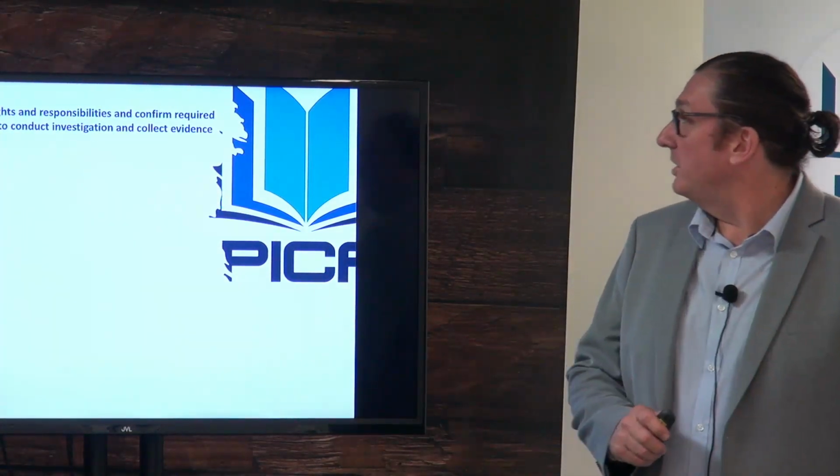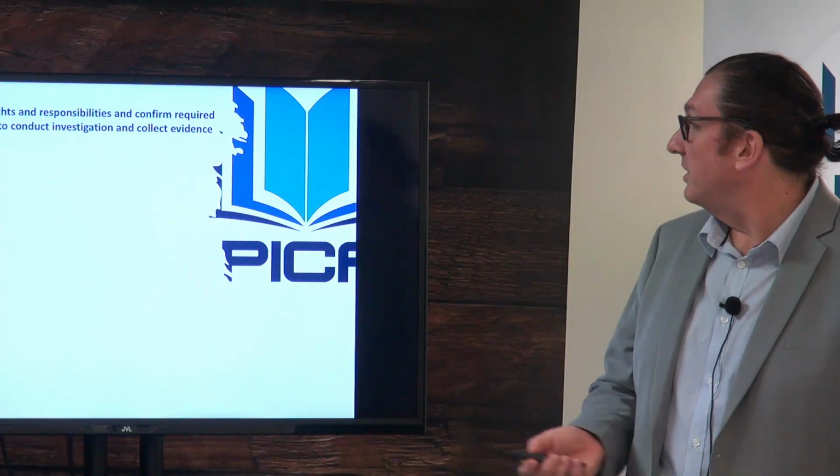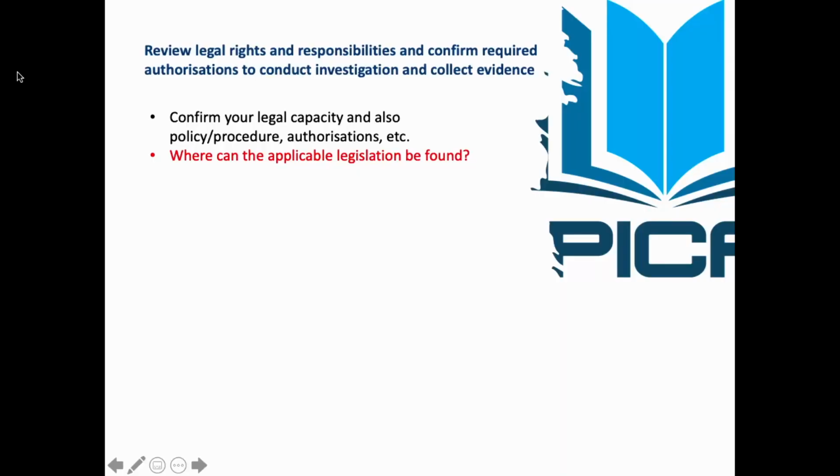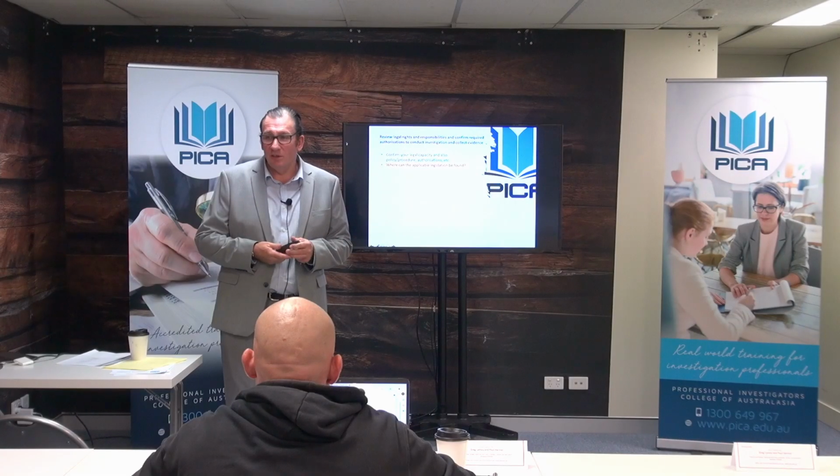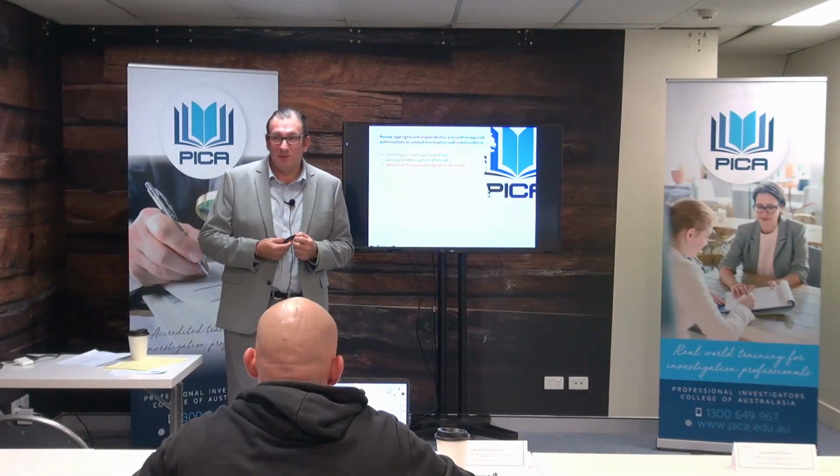Rights and responsibilities in relation to conducting investigations and evidence. So, as we've sort of said before in a couple of other units, you need to confirm your legal capacity and what policy procedure you're working under. Okay. Your legal capacity to investigate, of course, is your licence as an investigator. So you're allowed to do certain things.